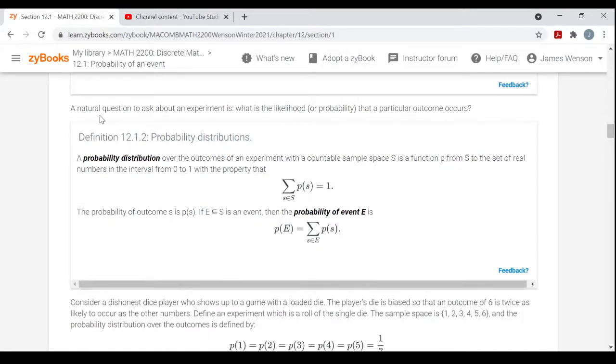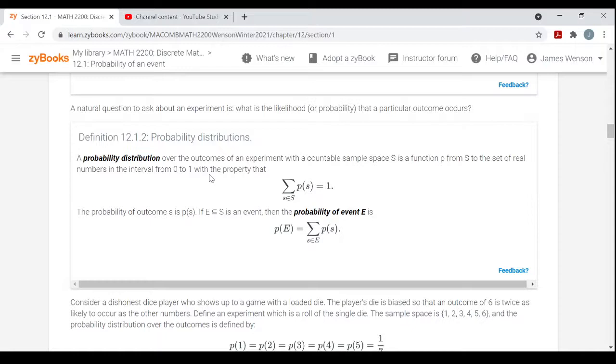All right, so here, a natural question to ask about an experiment is, what is the likelihood or probability that a particular outcome occurs? So before we get into answering that question, they have a new definition for us. A probability distribution over the outcomes of an experiment with a countable sample space S is a function p from S to the set of real numbers in the interval from 0 to 1, meaning that every outcome has a probability from 0 to 1.